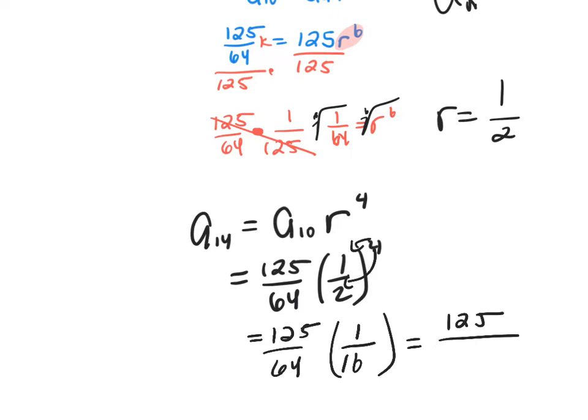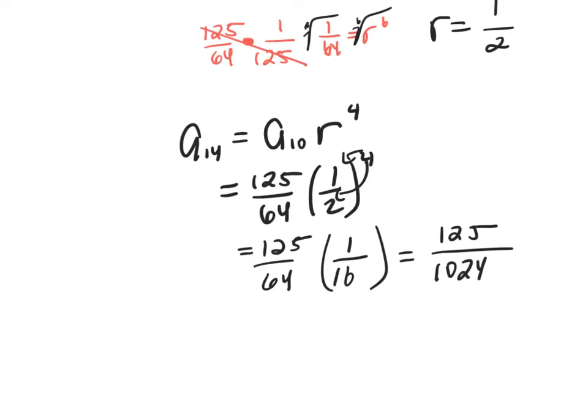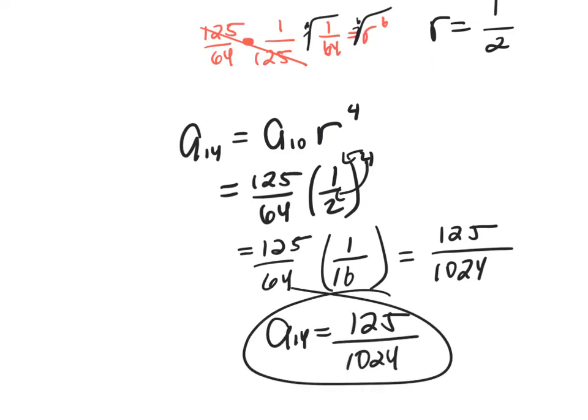1024? 4. 10, 24. Oh, sorry. Multiplied. So, the 14th term is 125 over... that's it. That is it.